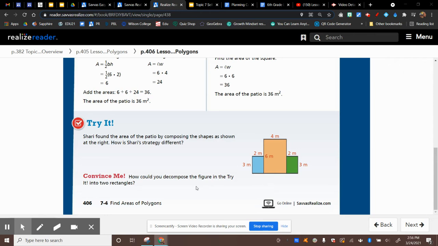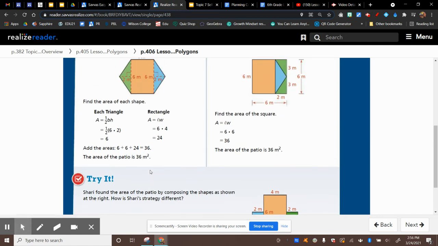So we're at the triad at the bottom of page 406. Sherry found the area of the patio by composing the shapes as shown at the right. How is Sherry's strategy different? So Sherry took the picture and she used the second way that we did it.